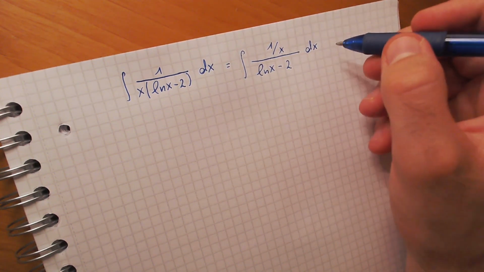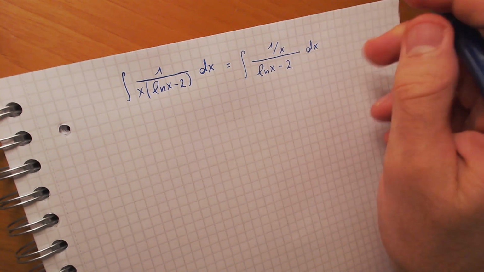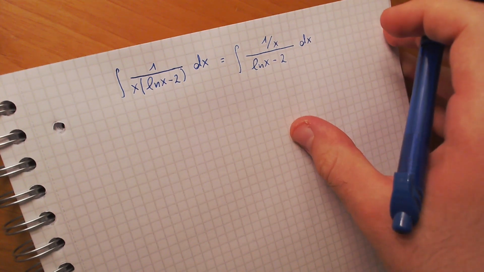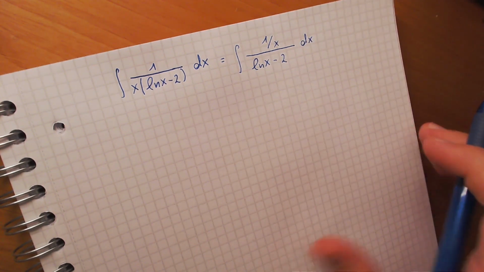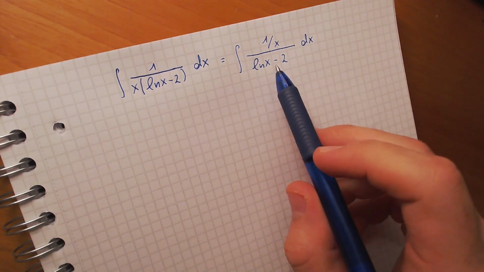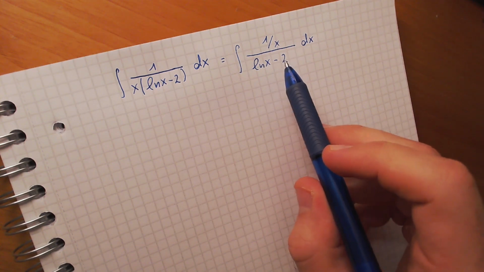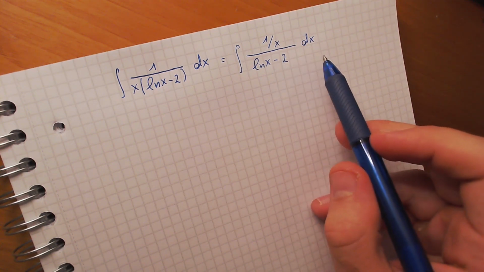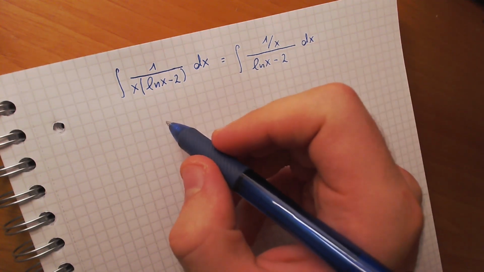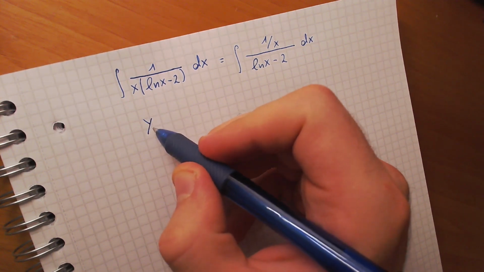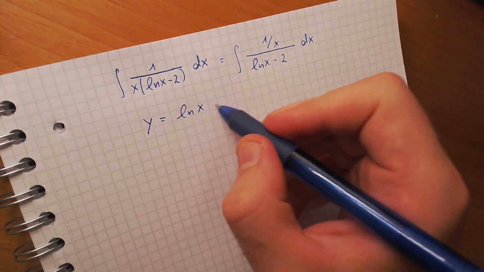As I said, 1 over x is the derivative of this. So in these cases we can resort to the substitution. We can substitute the inner function, the function that we have here at the denominator, with a new variable. We can call the new variable y, and y will be the natural log of x minus 2.